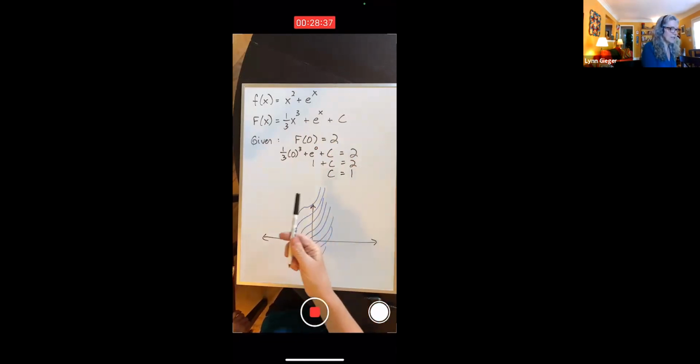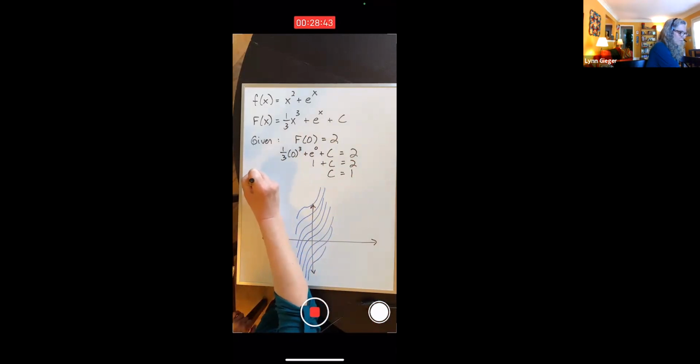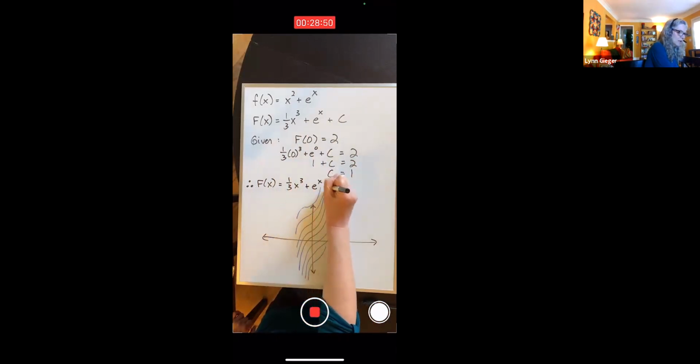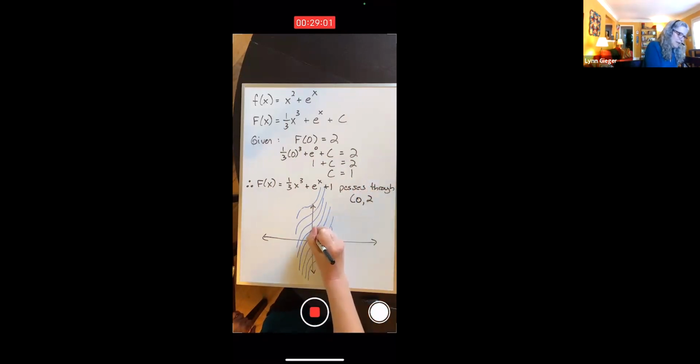That tells us that if we want to pass through this point, then 1/3 x cubed plus e to the x plus 1 passes through the point 0, 2. That seems likely to be this one right here. So there is one and only one function, one of these versions, that passes through that point. So you can eliminate all of the other options.